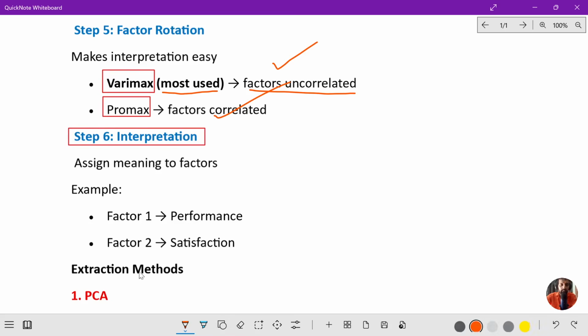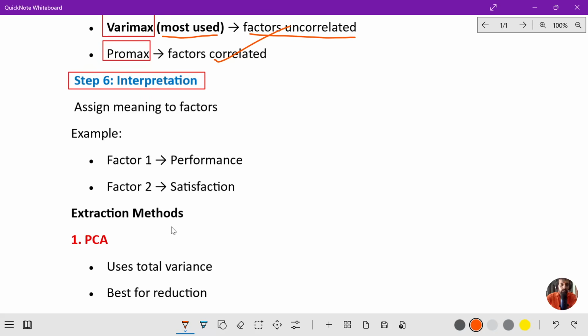And the sixth one we have on the screen is interpretation. So what is the meaning of interpretation? Assign meaning to the factors. For example, let us say factor 1 is performance and factor 2 is satisfaction. Based on performance, I divide the data; based on satisfaction, I divide the data. This is called interpretation.